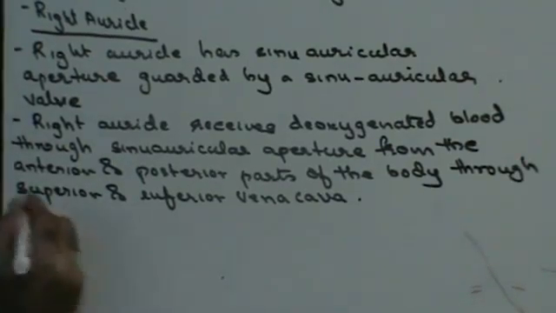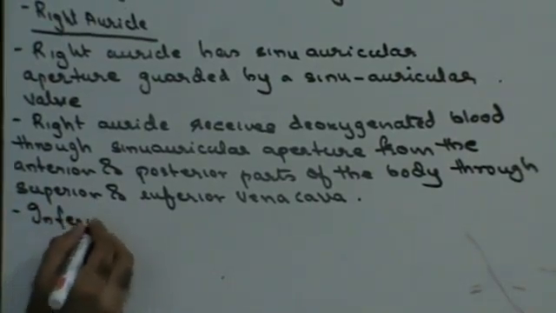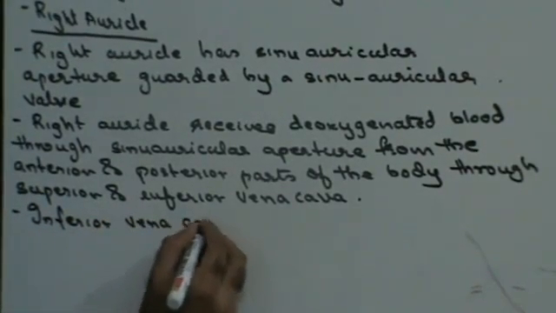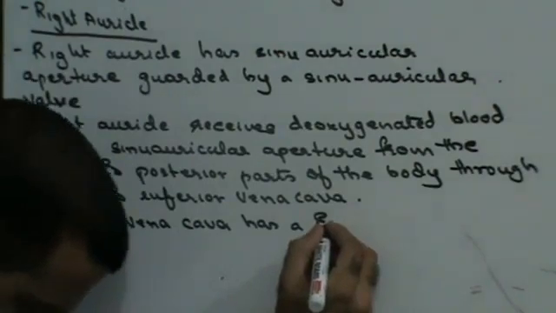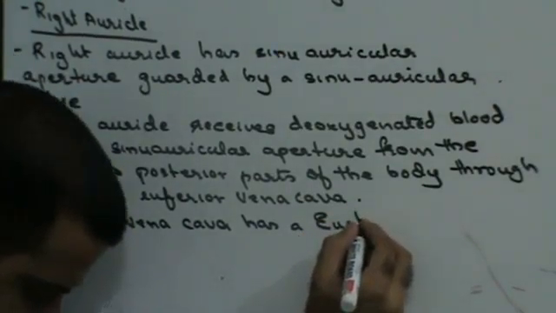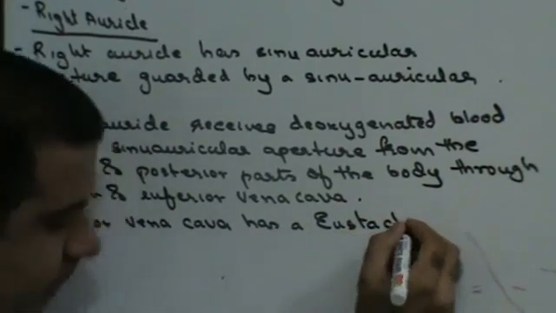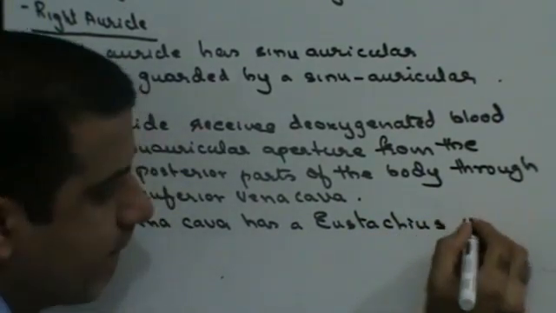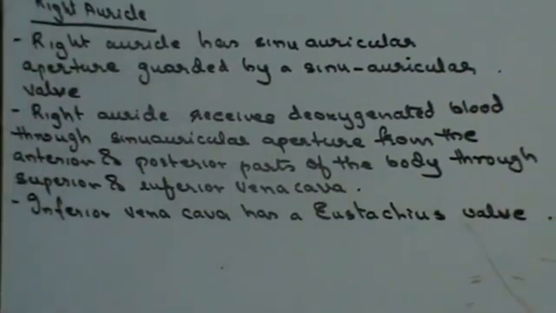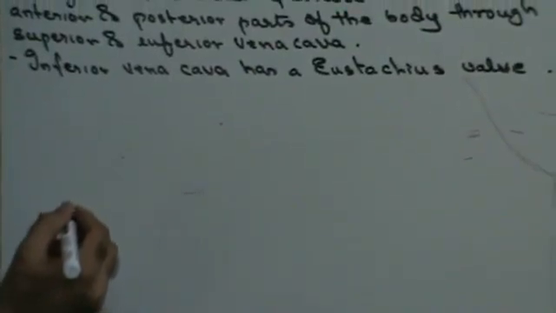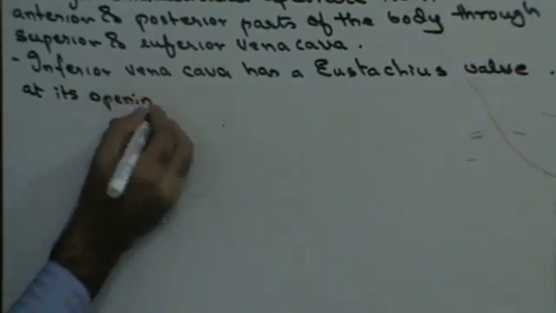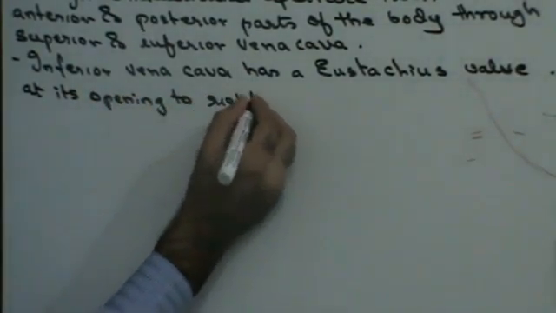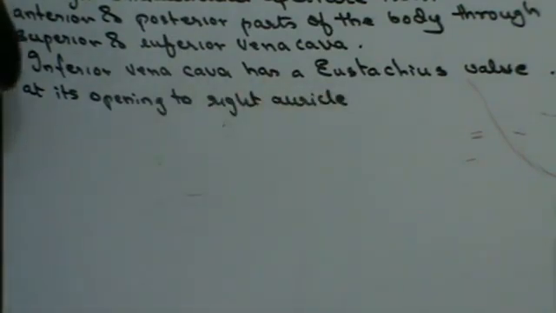The inferior vena cava has an S-shaped valve at its opening to the right auricle. Right?